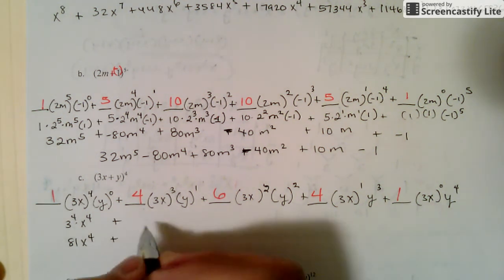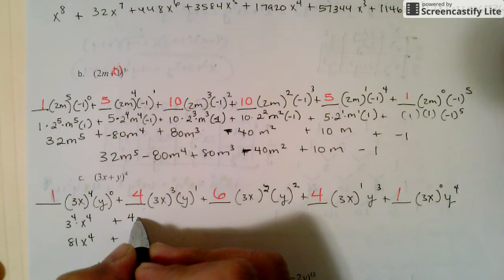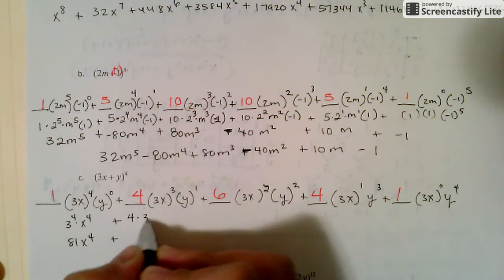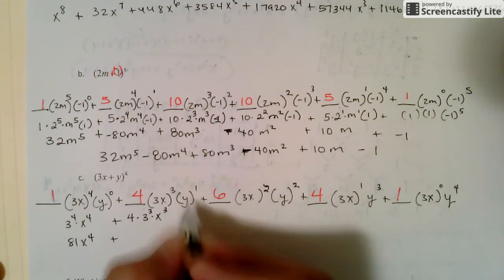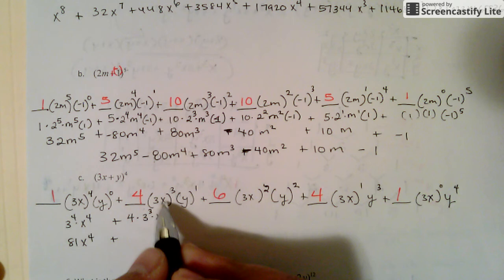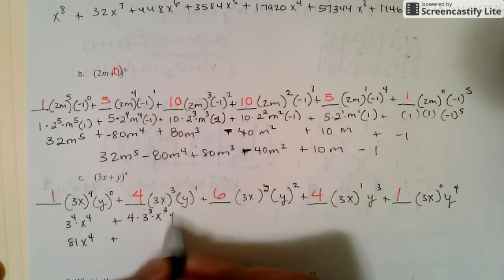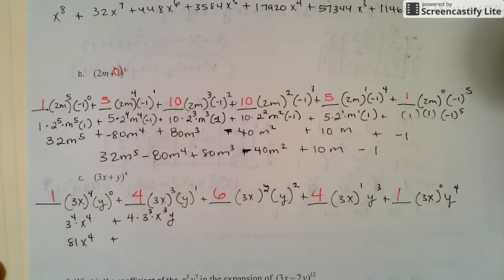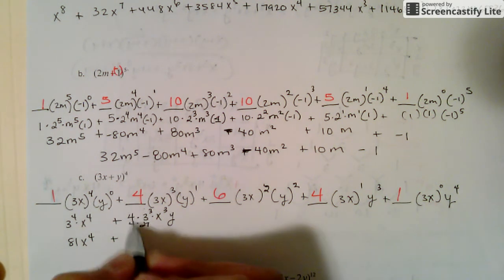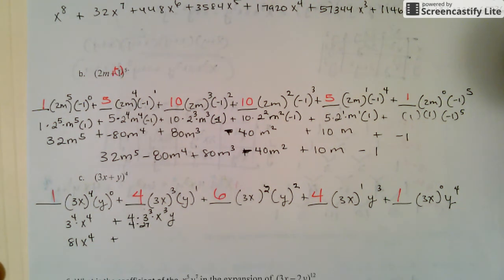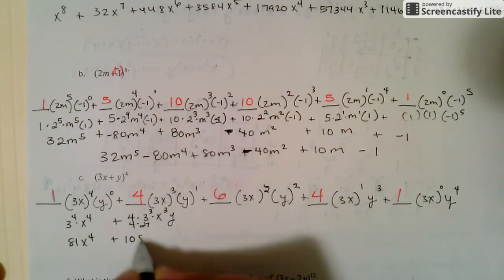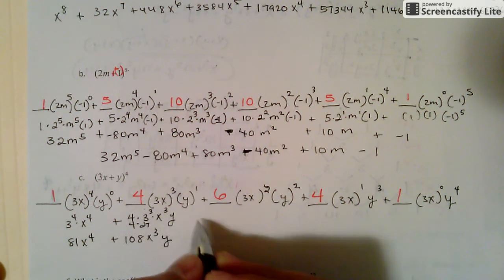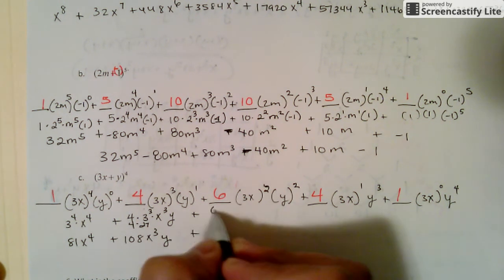This next piece, 4 is still there, and I have 3 to the third power, x to the third power, raise both of these stuff inside to the third power, y to the first power. Here, I'm going to do 3 to the third power first before I times it by 4. So 3 to the third power is 27. 27 times 4 gives me 108. So that's 108 x^3 y.